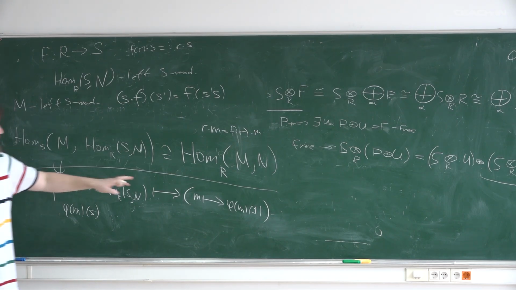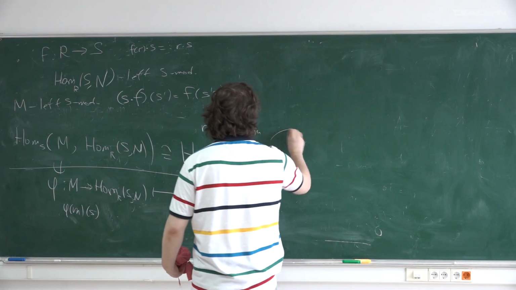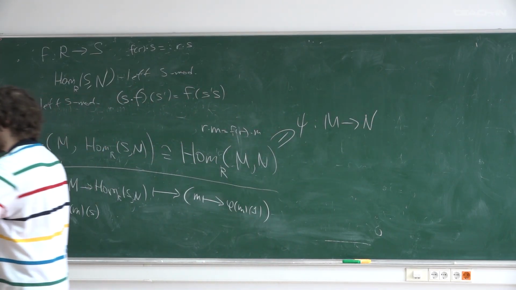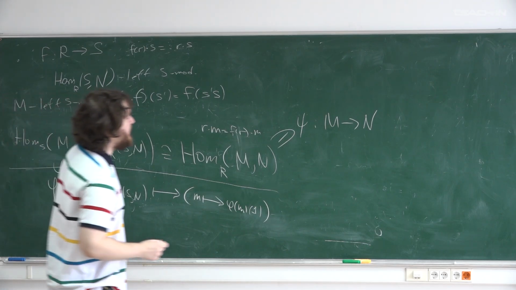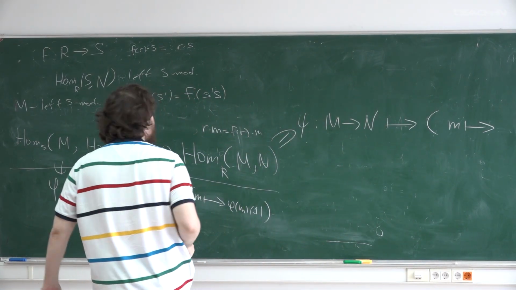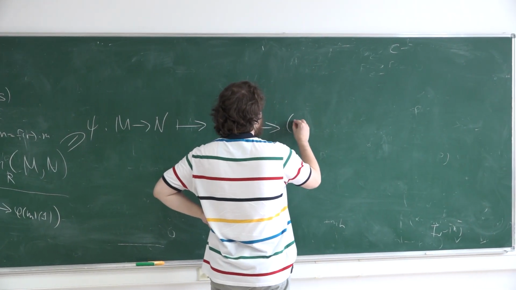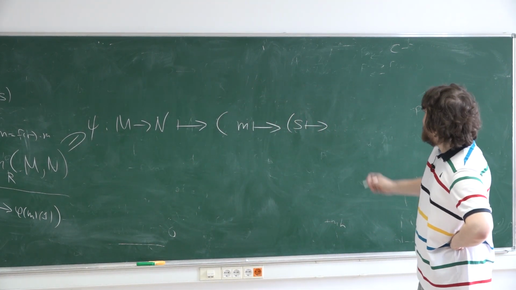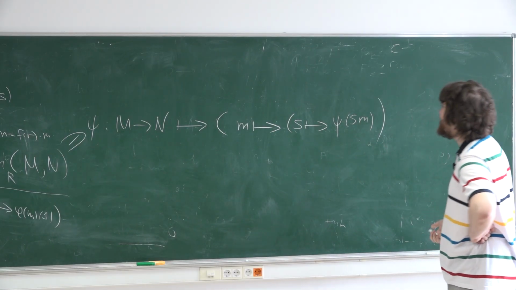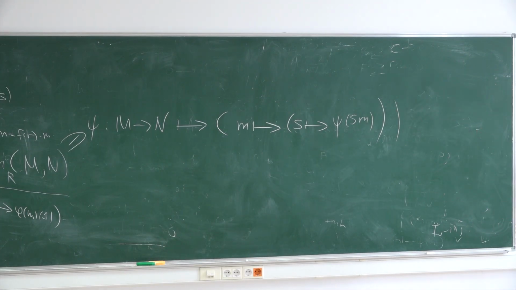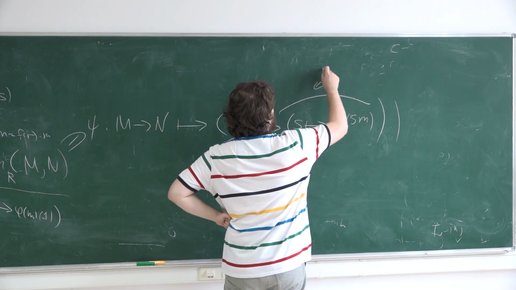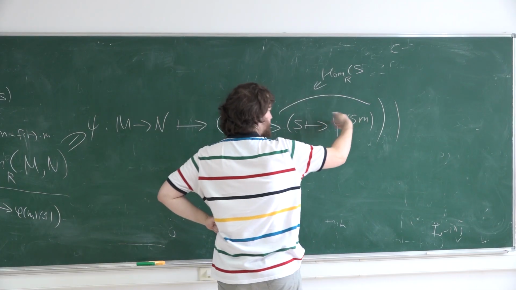And in the other direction, if I have a homomorphism psi from M to N of R modules, then I need to obtain phi, something from M to Hom from S to N. It goes m to something like s goes to psi of s m, something like this. It's from M to Hom from S to N.